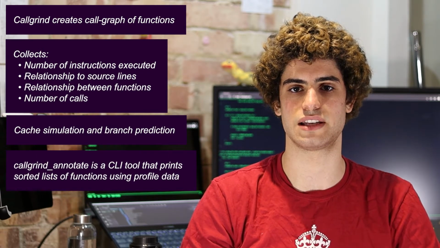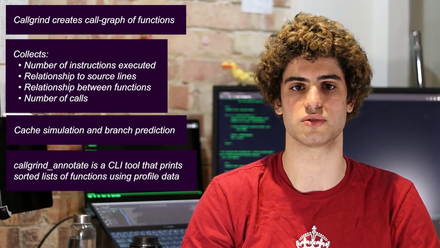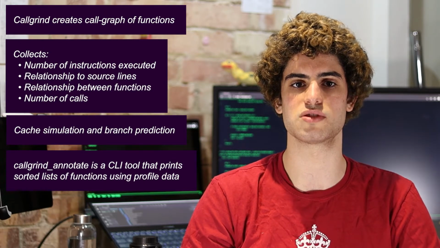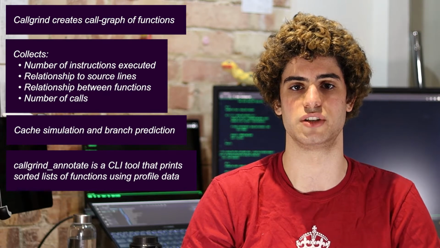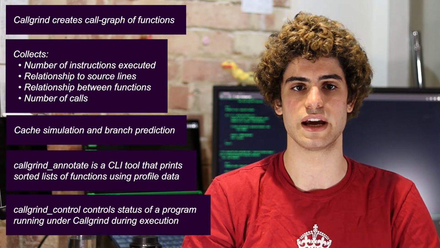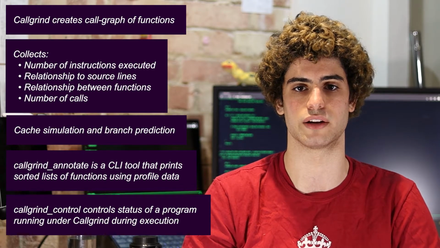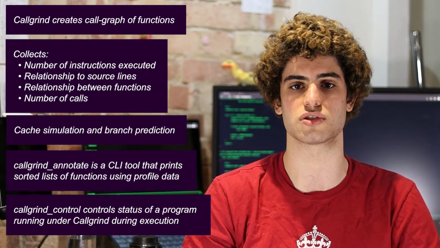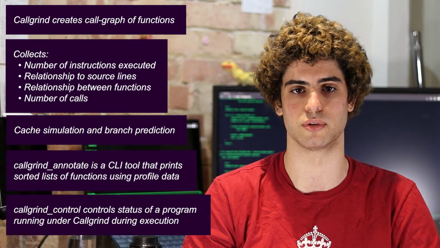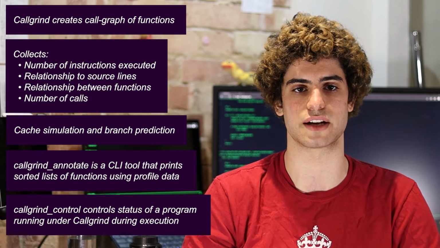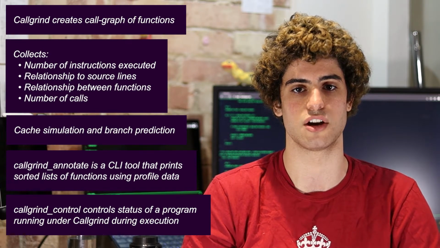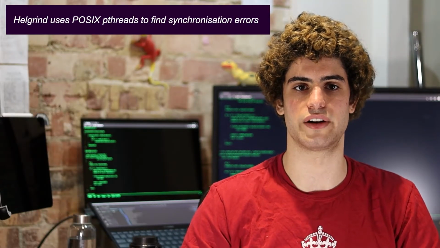Valgrind Annotate is a CLI tool that reads the profiler data and prints a sorted list of functions with optional source code annotations. It can also be visualized by the Valgrind GUI. Valgrind Control is another CLI tool that lets you observe and control the status of a program currently running under Valgrind's control without having to stop the program execution. For example, you can get info about the current stack trace or request counters to be reset or dump profile data to a file.